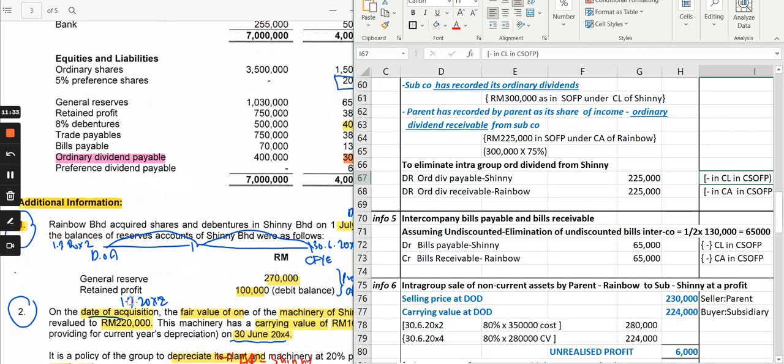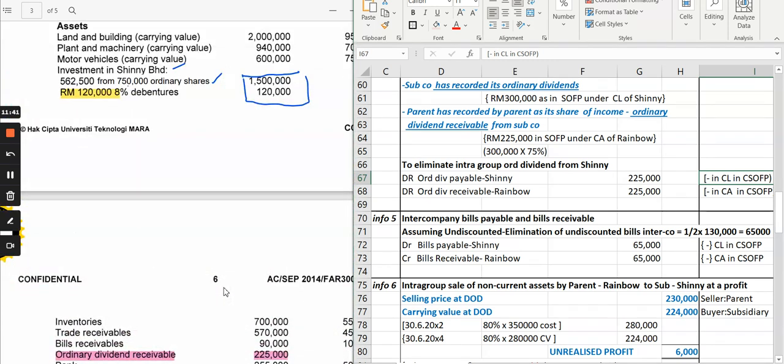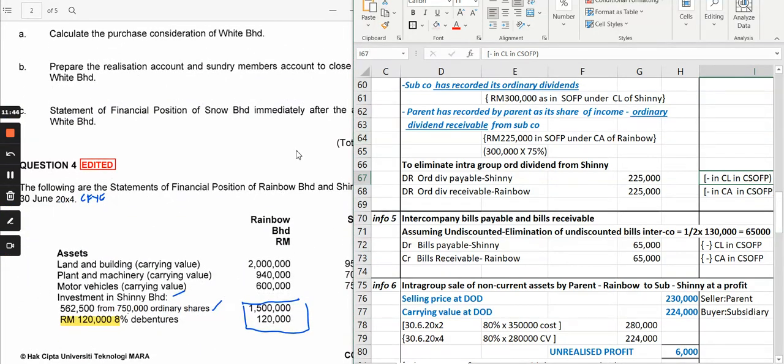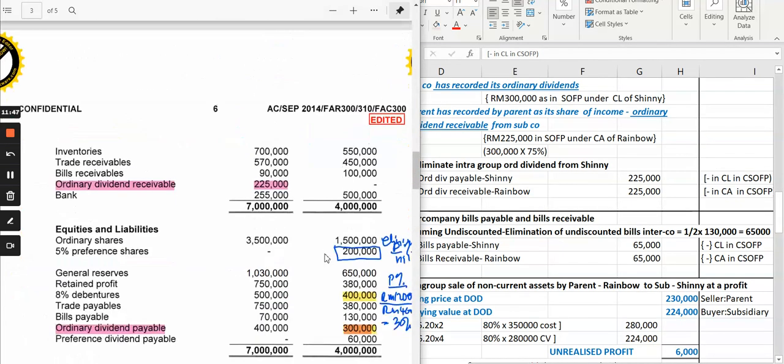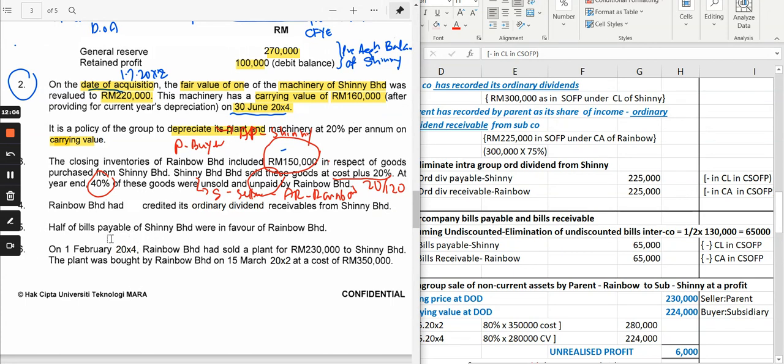The next one is information number 5. Number 5, half of the bills payable of Shini. So go to bills payable of Shini. Bills payable of Shini here, 130. Out of this 130, half of it were in favor of Rainbow. So it means that that is another intercompany bill.